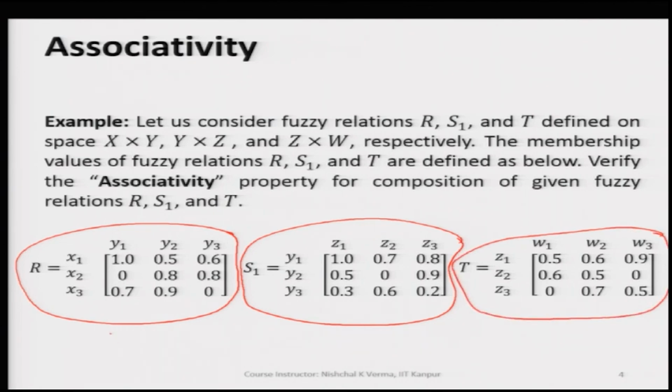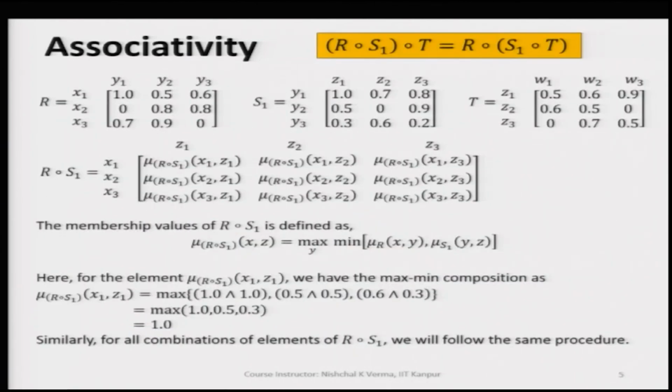And we clearly see that R is defined in the universe of discourse capital X cross Y. Similarly, S1 is defined in the universe of discourse Y cross Z, and here T is defined in the universe of discourse Z cross W. So, let us now compose R and S1 first.